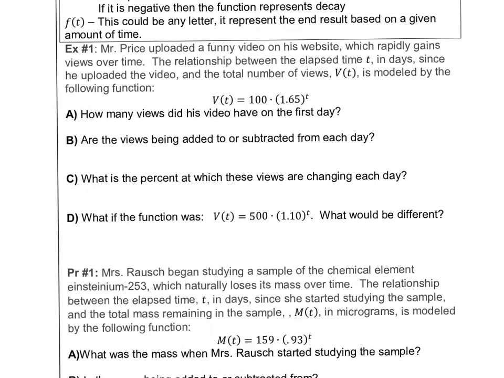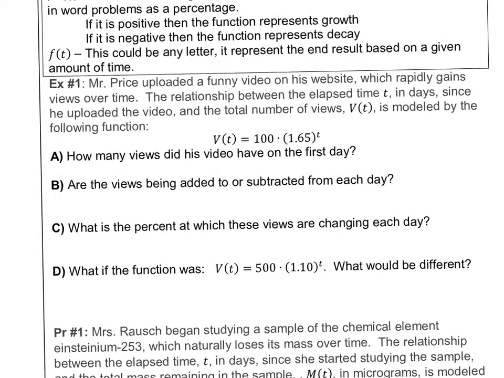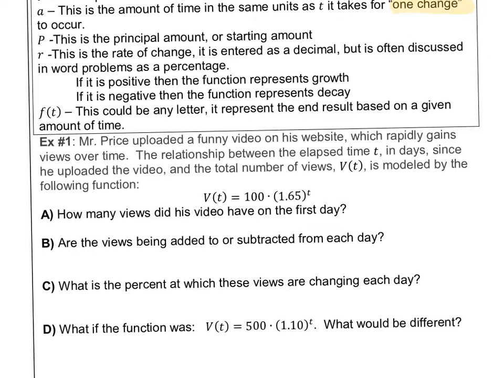Okay, so let's take a look at this first problem. It says, Mr. Price uploaded a funny video on his website, which rapidly gains views over time. The relationship between the elapsed time t in days since he uploaded the video and the total number of views, V of t, is modeled by the following function. So t is in days. That might be important to highlight.